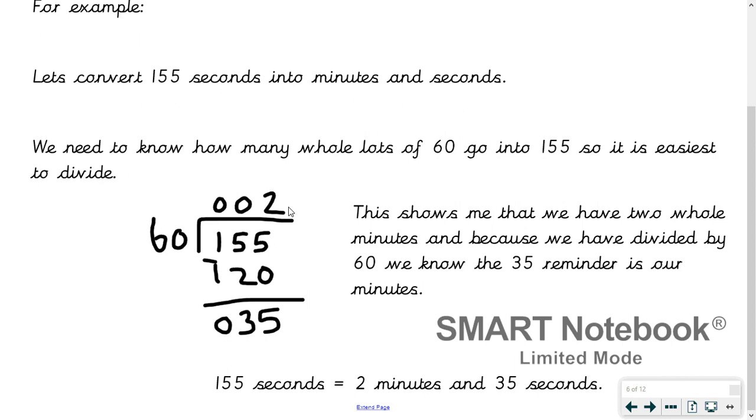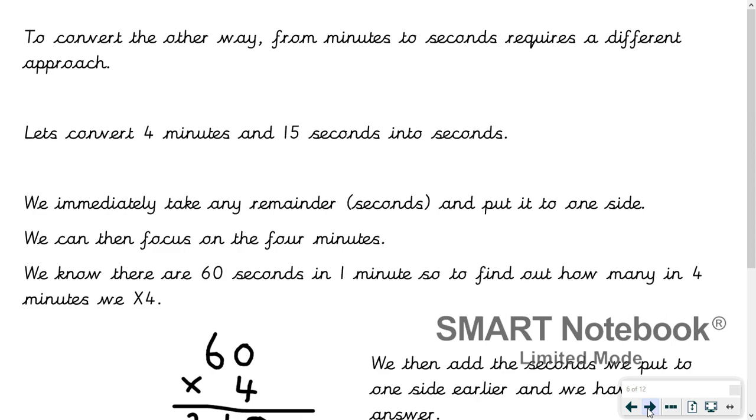And because we've divided by 60, we know this 35 is how many seconds I've got left. So the actual answer, 155 seconds, is 2 minutes taken from the top and 35 seconds, which is what I had left over. So by dividing and timesing by 60 today, we're going to make it really easy for ourselves.